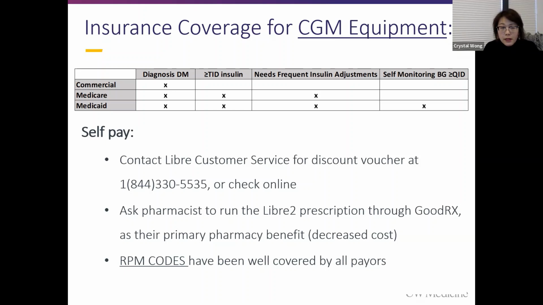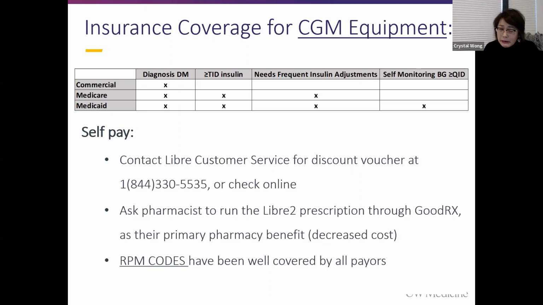The other thing that Medicare needs, and I'm going to go into detail about this more on the next slide, is they need a DME form because the coverage from Medicare for CGM comes from a DME benefit. And then there's Medicaid. Medicaid adds on one more thing that Medicare did not require, and that is needing to self-monitor blood sugar, at least QID.